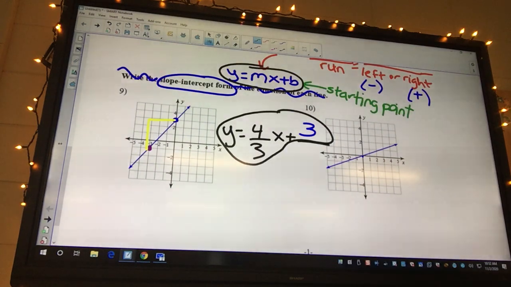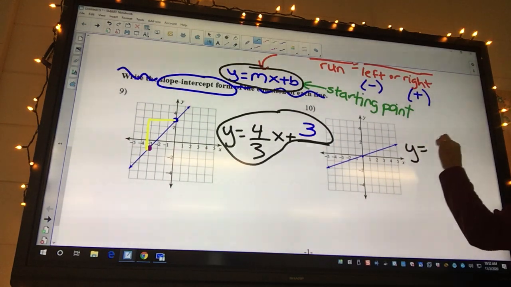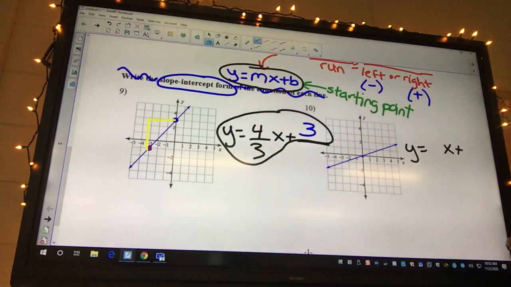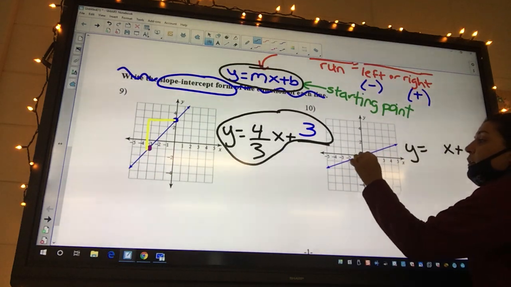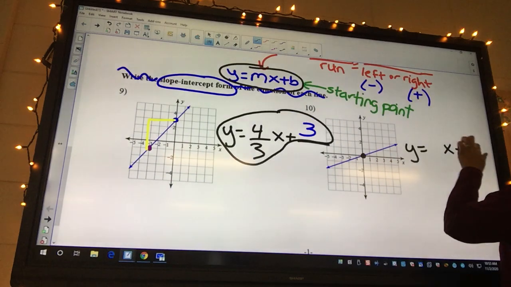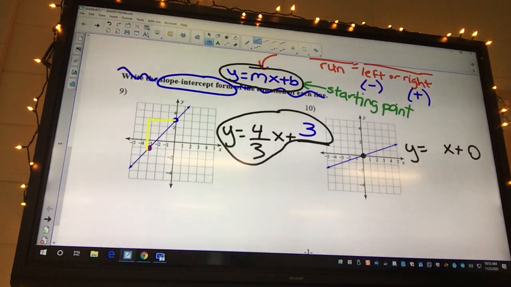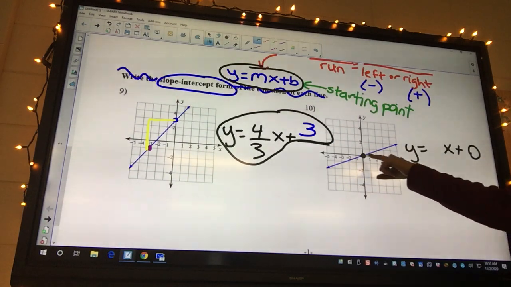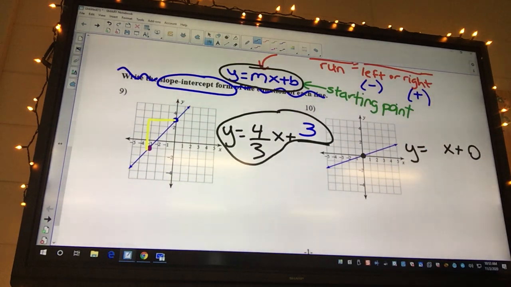Okay, so if we look at 10, we got y equals something x plus something. All right, what do we find first? The starting point. The starting point, which is at what? Where does that cross the y line? Yeah, it's right here. Is it 0, 0? So our y-intercept is going to be at 0. Now we need to find the next closest point. So start following the line with your pencil. Find me the next closest point.